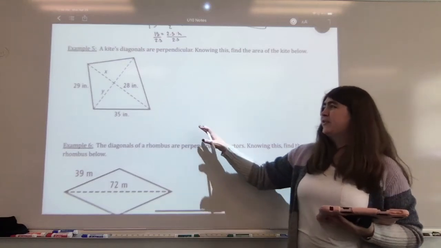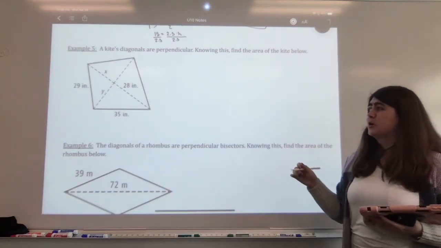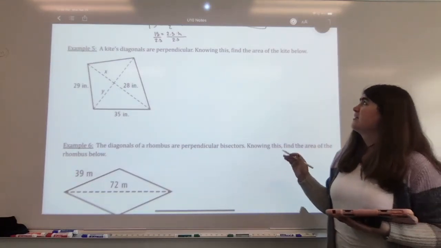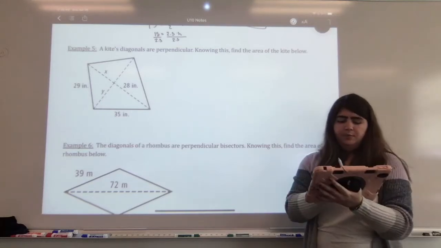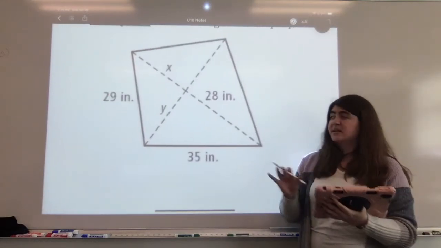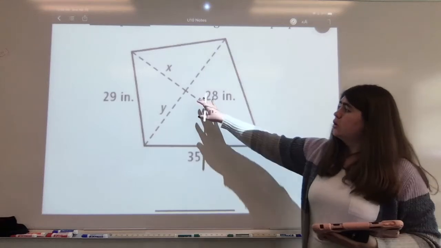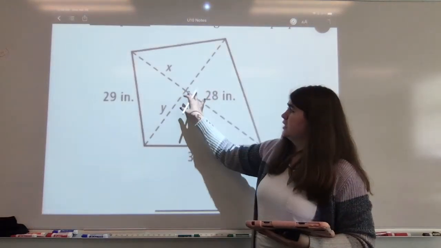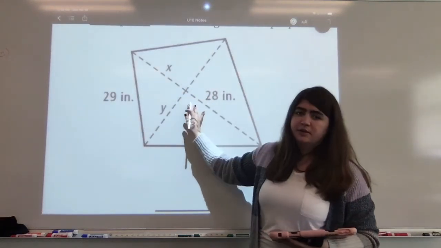Next we have example 5. It says a kite's diagonals are perpendicular. Knowing this, find the area of the kite below. Okay, so let's zoom in on this kite here a second. And we know that these are perpendicular, so we have 4 90-degree angles here.